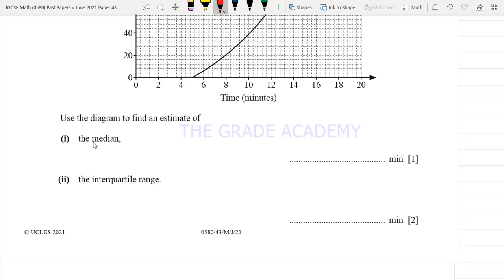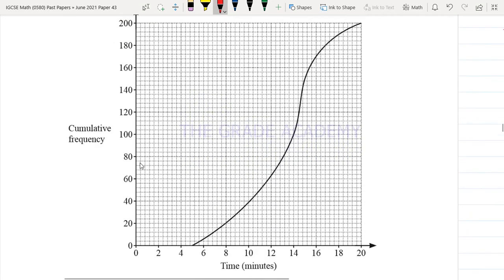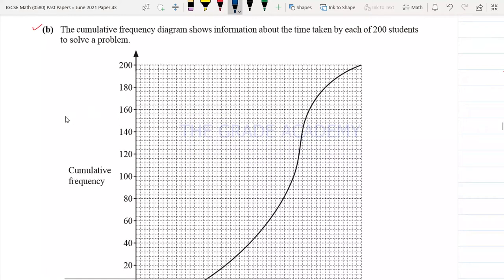As we have already discussed, the median is the middle value of a data. It divides the data into two equal parts. So to find the median from the cumulative frequency diagram, we take half of the total value, or the highest value. Here the highest value from the graph is 200. So half of 200 will give us 100. So 100 is half of the total cumulative frequency, which is the value over here.